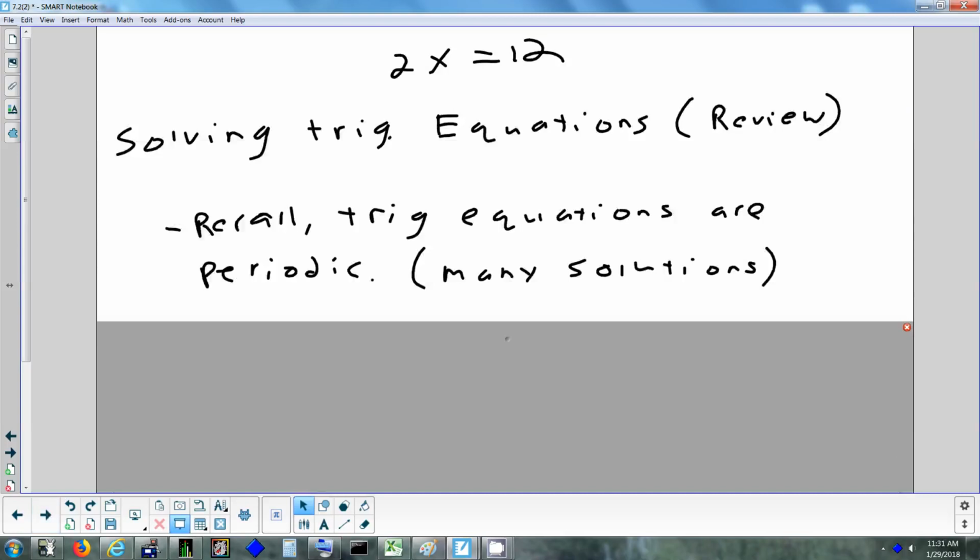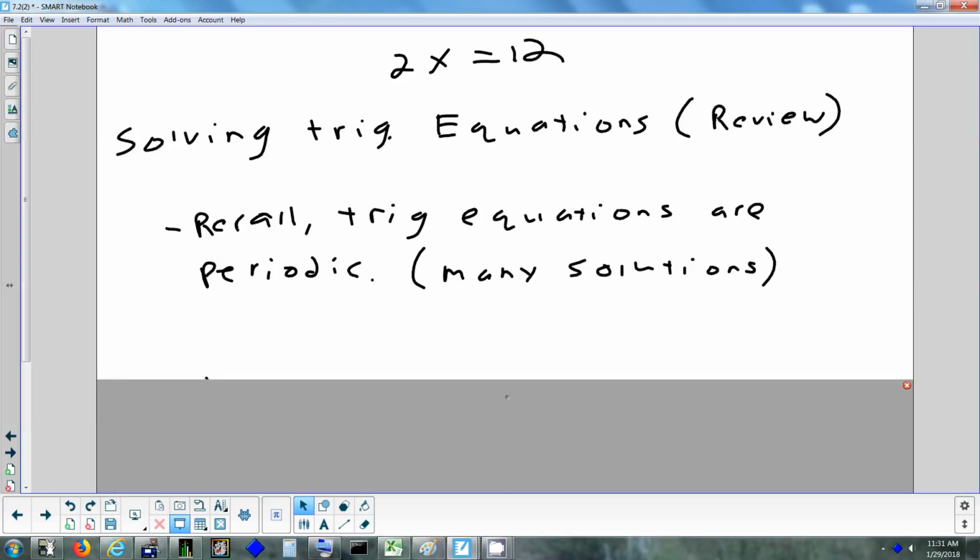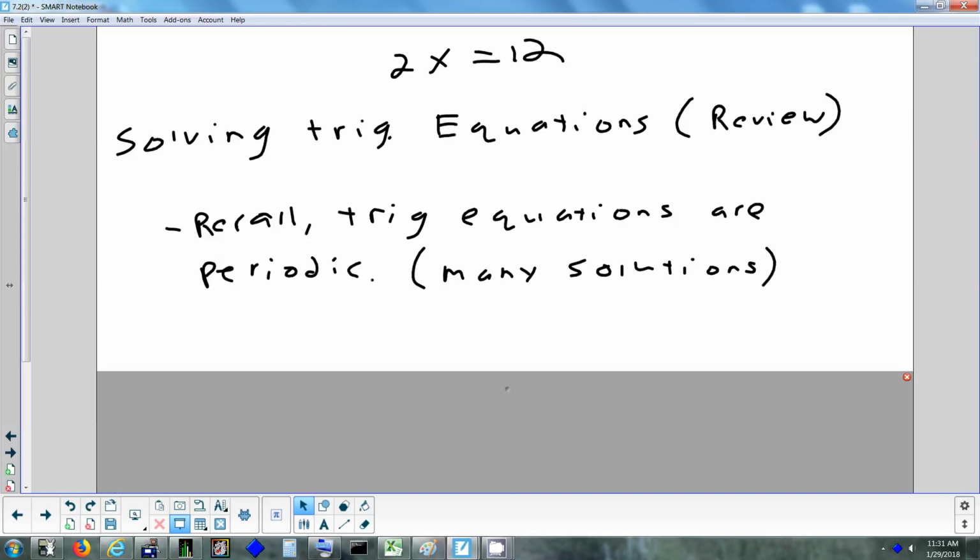When you solve trig equations, remember, a trig equation is periodic. That means there's a pattern to the graph that repeats itself over and over and over. So if you get a solution in one section, and the next section is a duplicate of that section, well, guess what? You're going to get a solution there too. So trig equations have many solutions. And remember to write the answer. You find all solutions in one period.